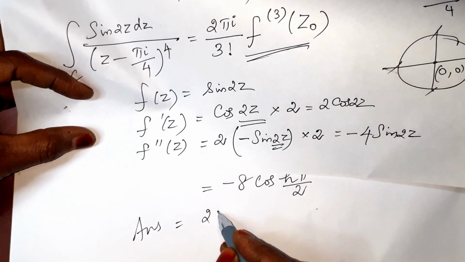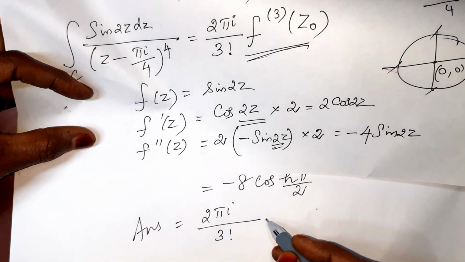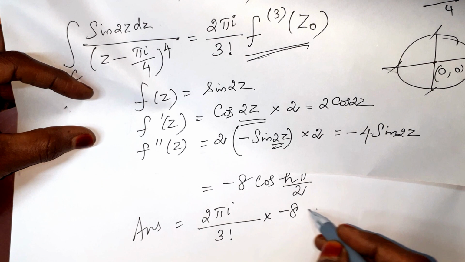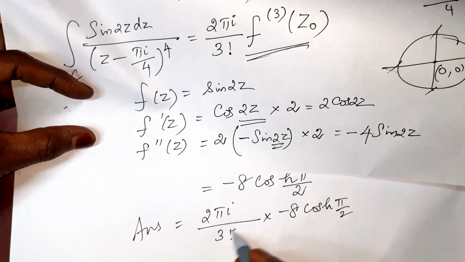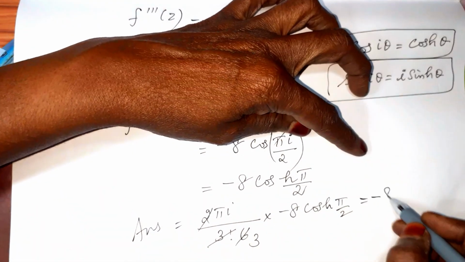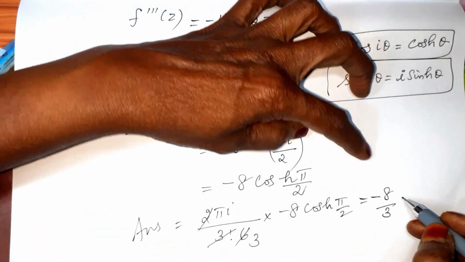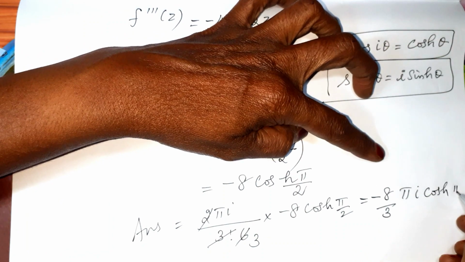2 pi i by 3 factorial into minus 8 cosh pi by 2. 3 factorial is 6 and we can cancel this. So the final answer we are getting is minus 8 by 3 pi i cosh pi by 2.